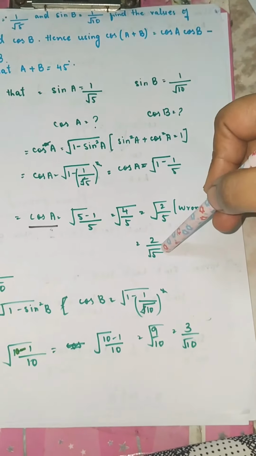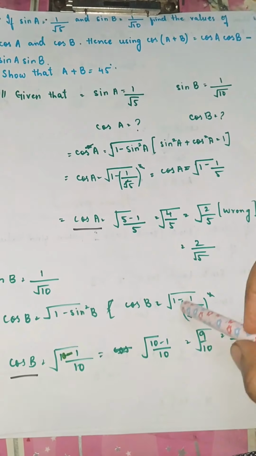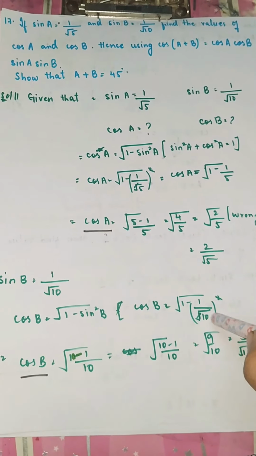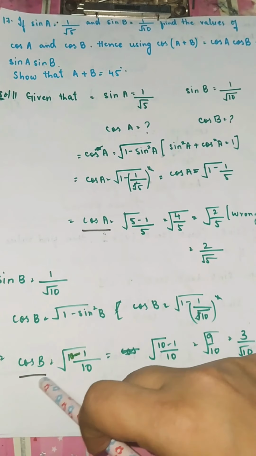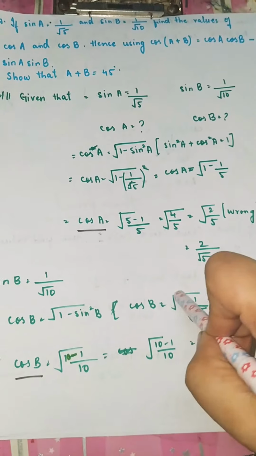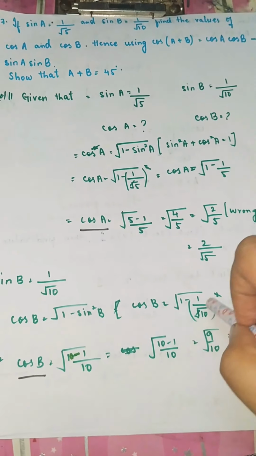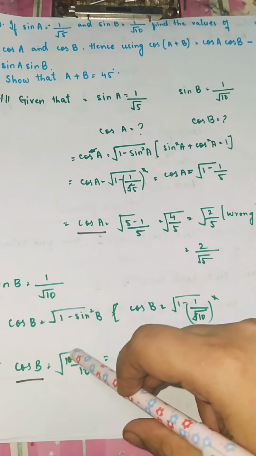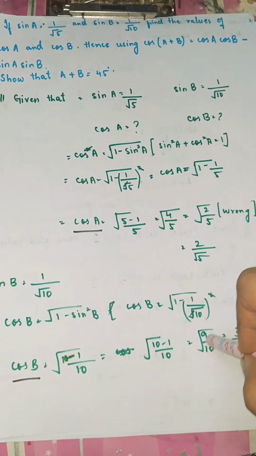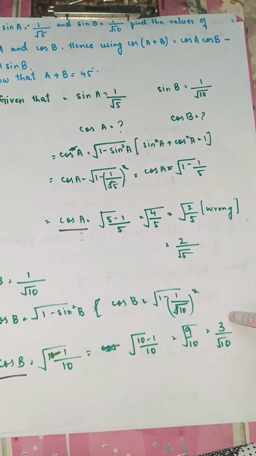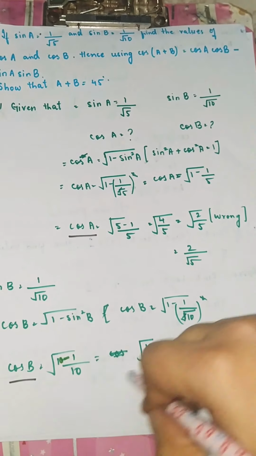Now sin B. Sin B is equal to 1 by root 10. Again we know cos B is equal to root 1 minus sin square B. Then cos B is equal to root 1 minus, what is sin B? Sin B is 1 by root 10, 1 by root 10 whole square. These roots get cancelled. Again you have to take LCM. LCM is 10. 10 ones are 10 minus 1 by 10. 10 minus 1 is 9. Root 9 by 10. What is root 9? It is 3. 3 by root 10.